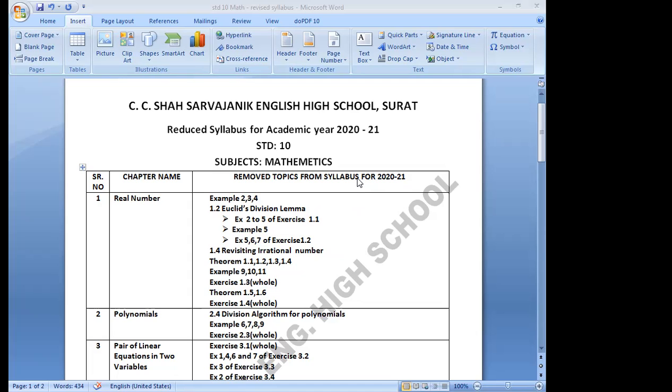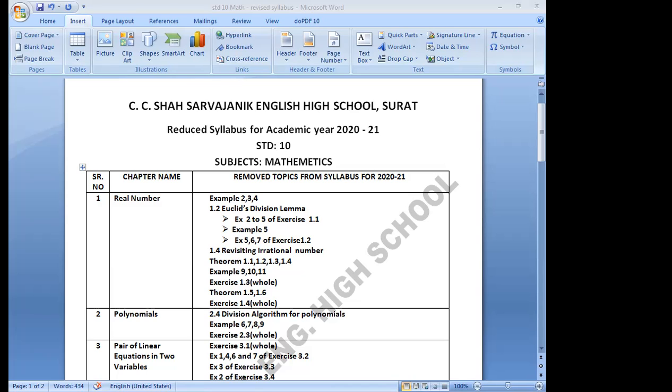Let us begin with page number 1, chapter number 1, that is Real Numbers. On page number 1, you can see the introduction is given. This introduction is included in the examination. Come to page number 2, 1.2, Euclid's division lemma. This entire topic is excluded from the examination point of view for this academic year. Then on page number 3, you can see that theorem 1.1, Euclid's division lemma, is also excluded from the syllabus.